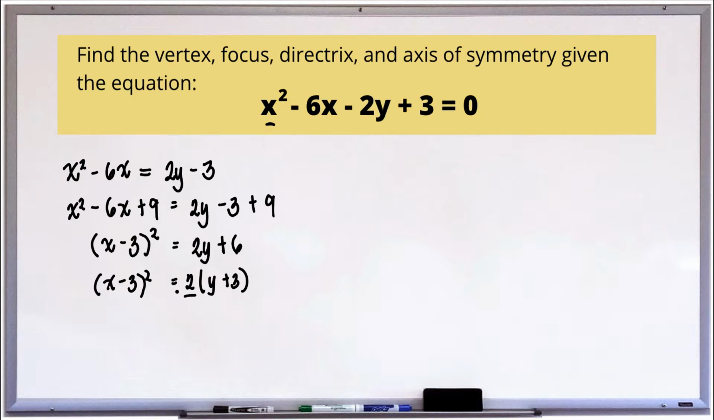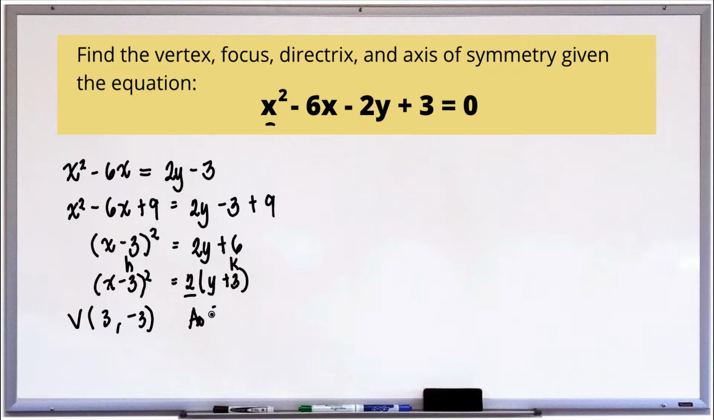Now for the vertex of this equation in standard form, we can identify it here that it is at 3, negative 3. Since from our standard form of equation, this is our h and this is our k.